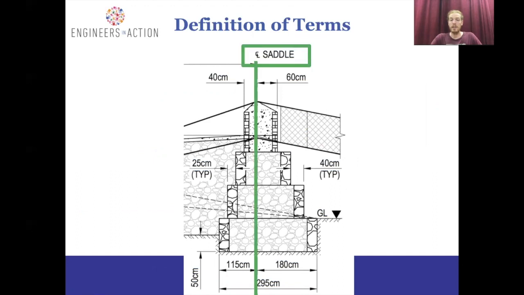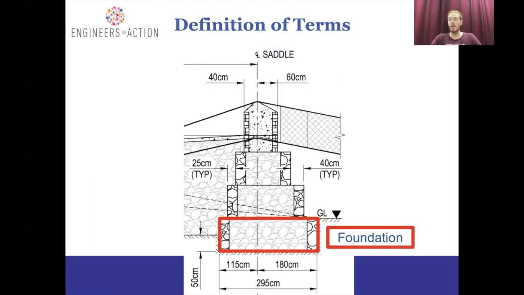So first, we have the center line of the saddle. This is a vertical line that doesn't have any physical meaning, but we use it a lot in the design. It goes where the cable changes angle over the top of the tower, both for the handrail and the walkway cable. So that's what we call center line of saddle.